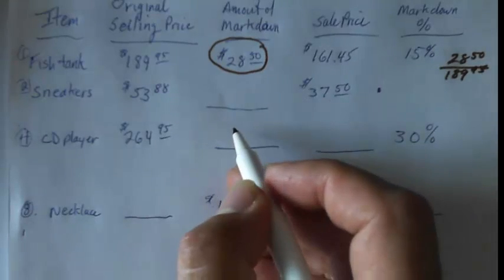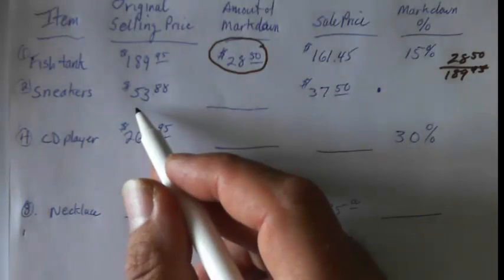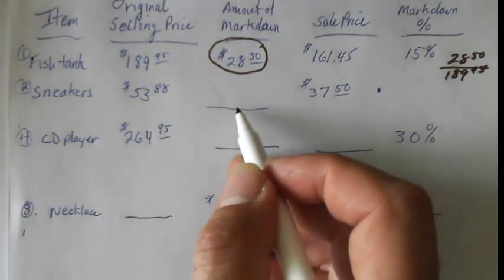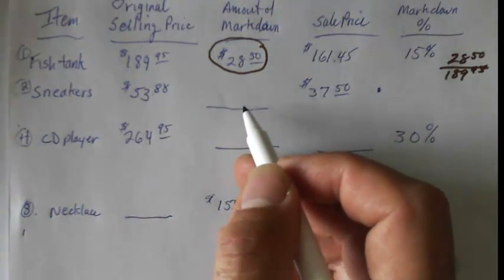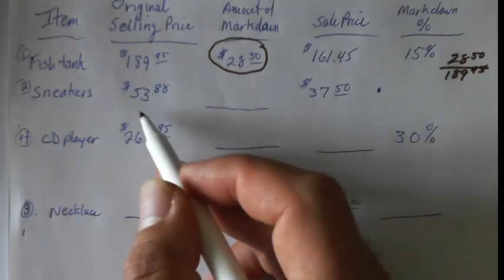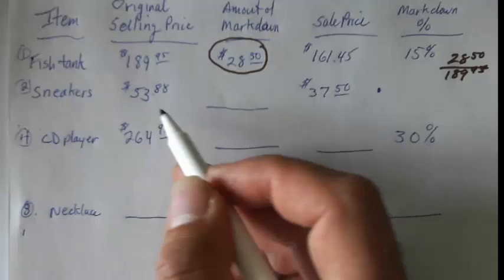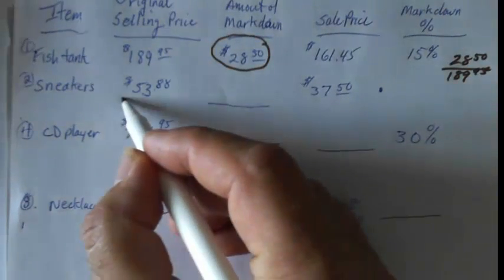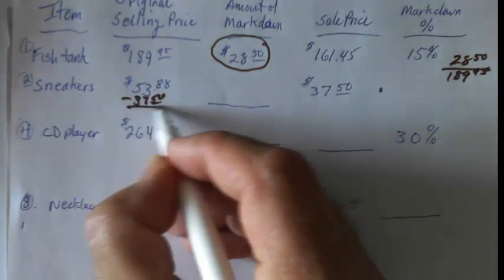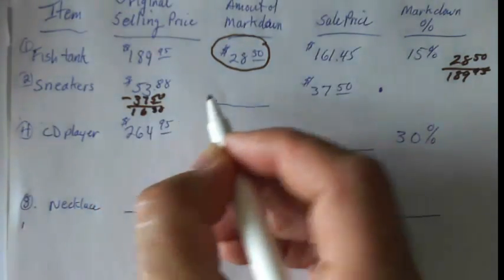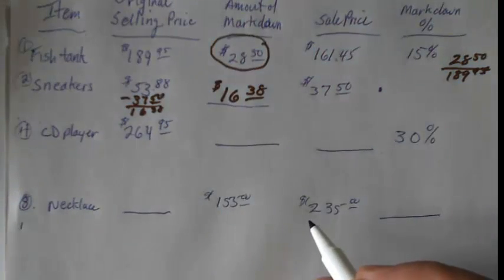So number 2 in the book, they give us the sale price and they give us the original price, but they didn't give us the markdown amount. In order to solve that, then, we would just simply subtract what we sold it for from what we had originally listed, and the difference then, of course, is the markdown amount. So if we subtract that, $37.50, then we would get $16.38. So $16.38 would go into that spot.